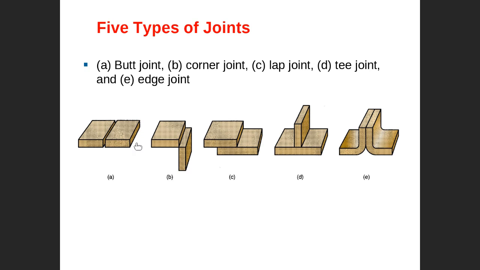The weld joint could be what we call a butt joint. This is the one. Okay, this is what we call a butt joint. This is a corner joint. This is a lap joint. This is a T joint. This is the edge joint. So these are the different types of joints based on the welding association.